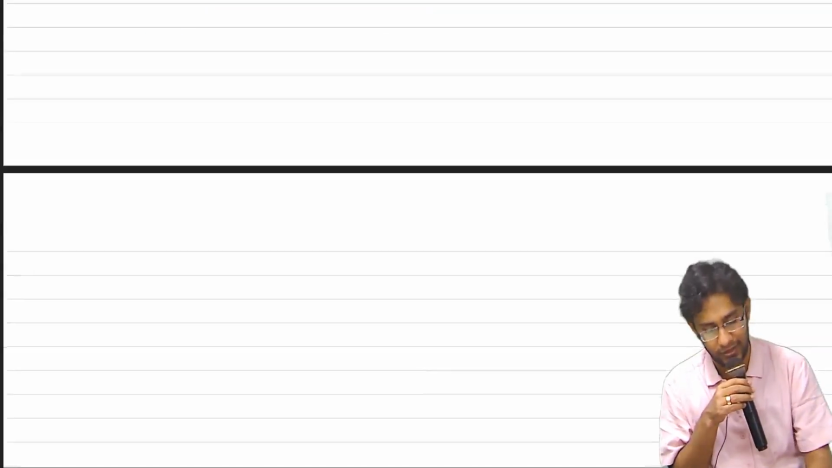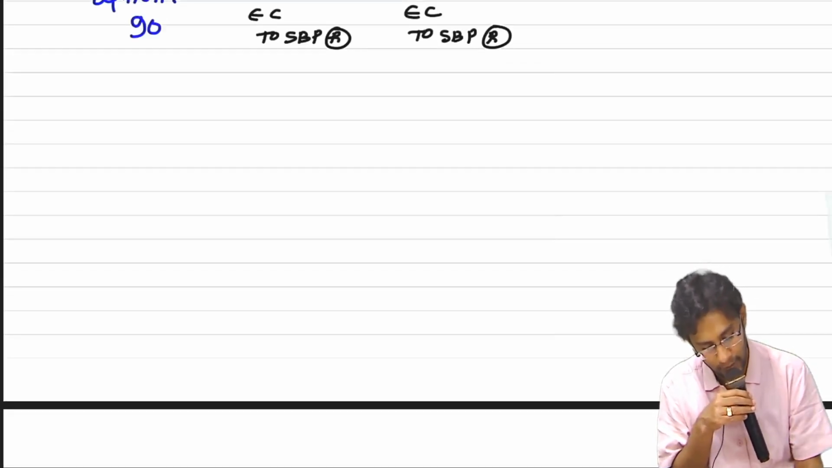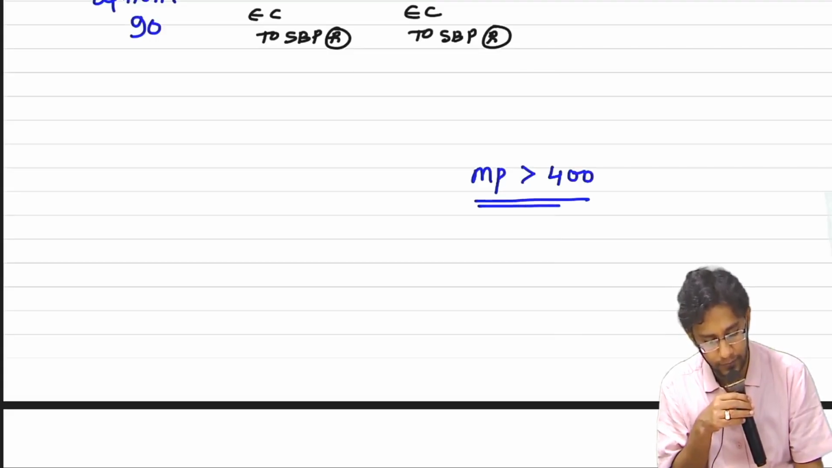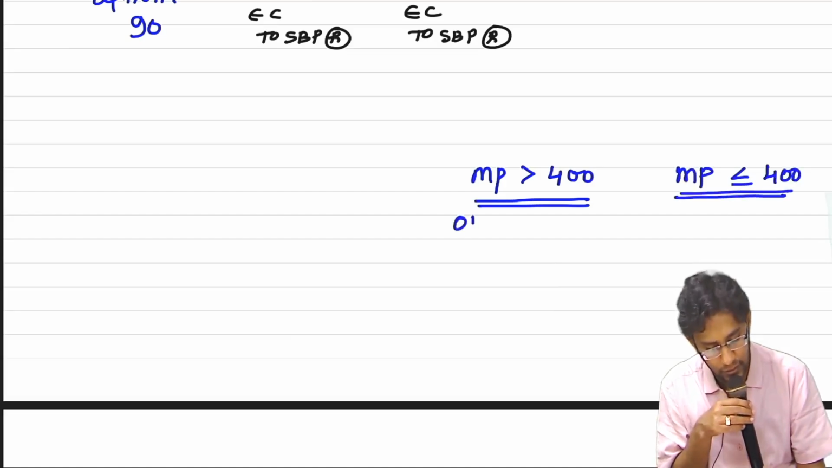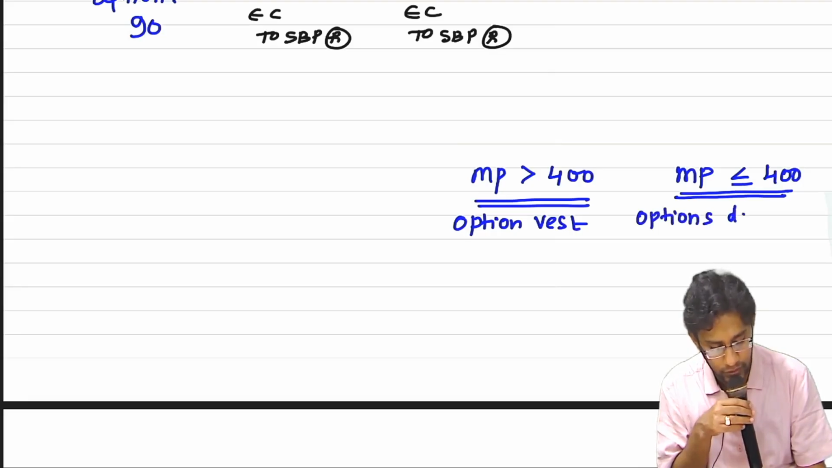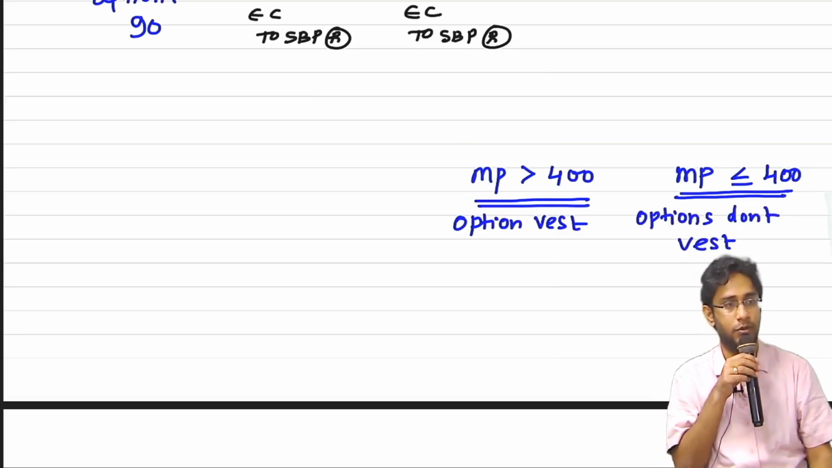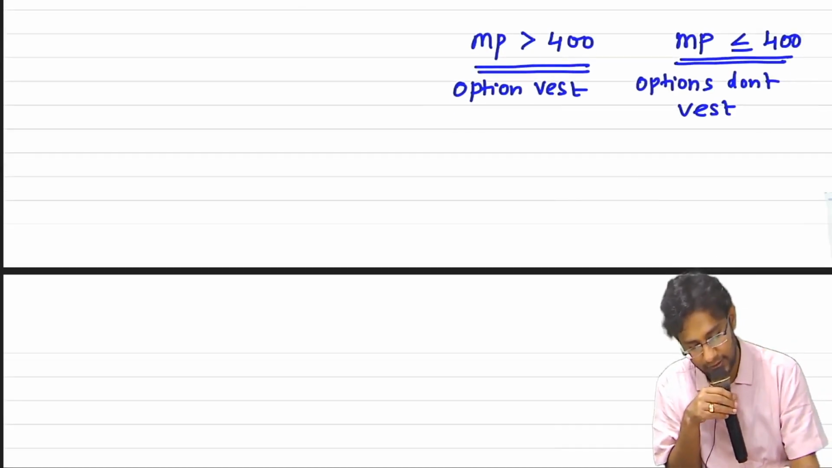Now two possibilities exist. What is possibility 1? The market price actually crossed 400. The other one is the market price is less than or equal to 400. In the first case, definitely the options vest. In the second case, the options do not vest. Tell me the entries in the first case.